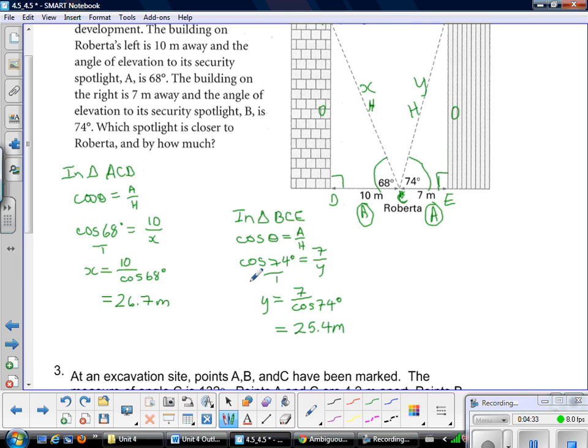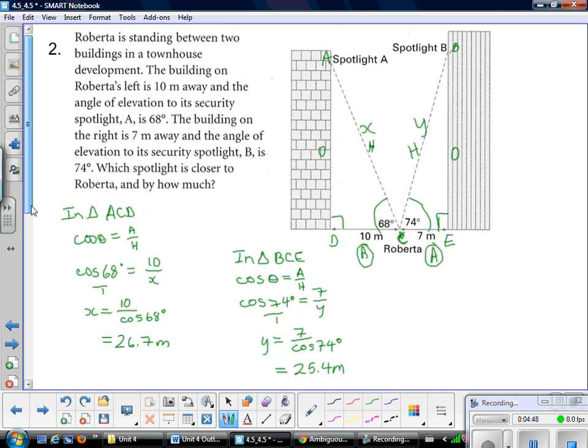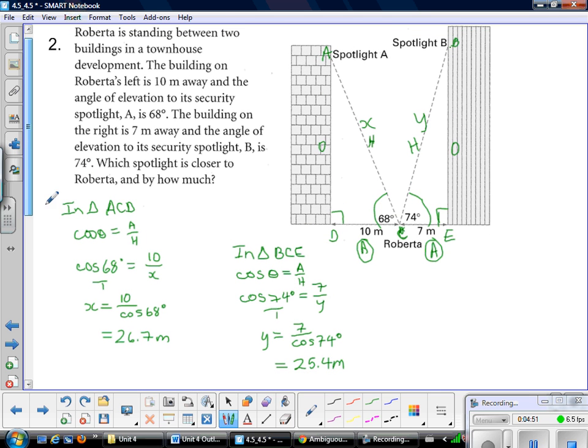Now you maybe are surprised that that is actually less distance from Roberta than Spotlight A. So don't always let your looking at a picture come up with which side is further away or not. We're not quite finished because it asks which one is closer. So we can say Spotlight A is further away, so B is closer, but by how much? So we just have to do the difference.